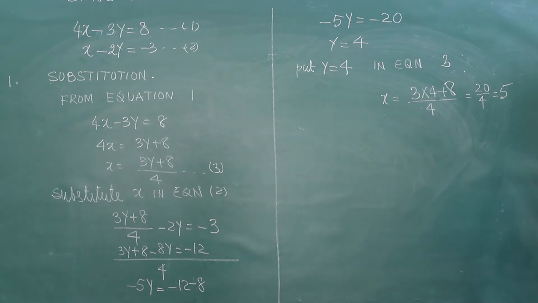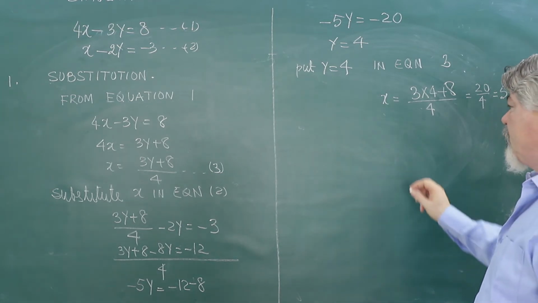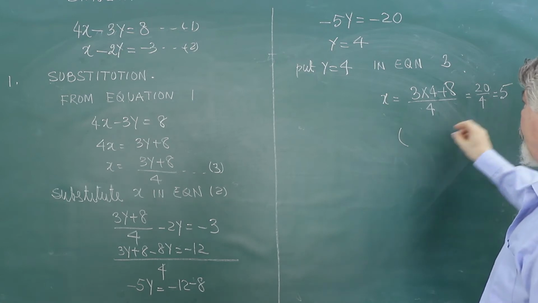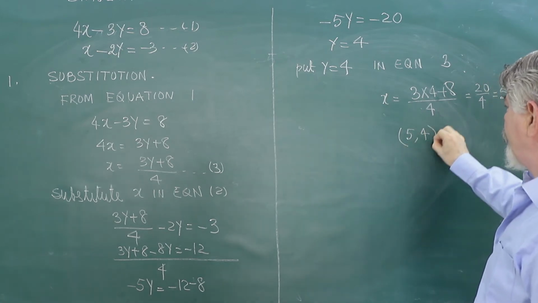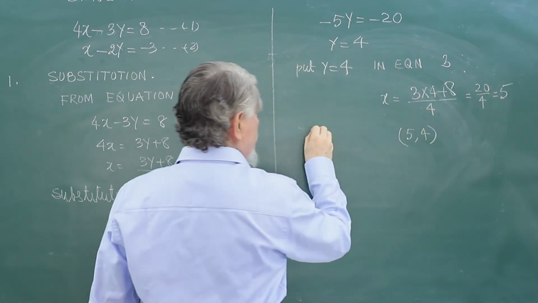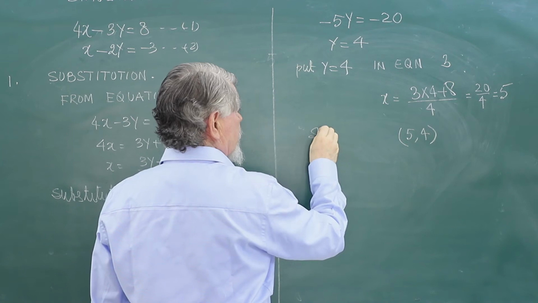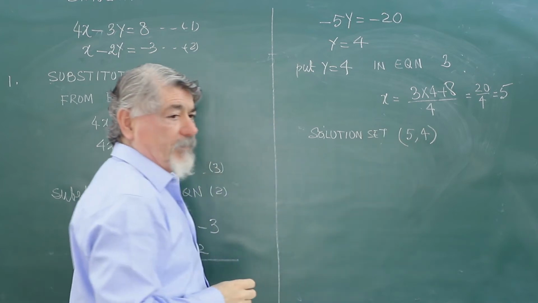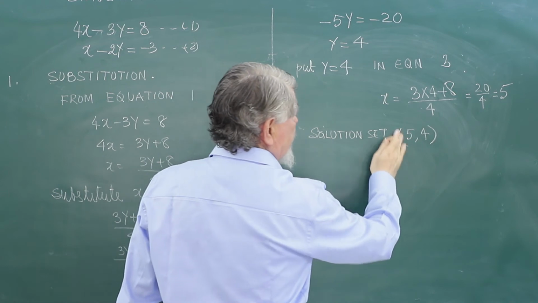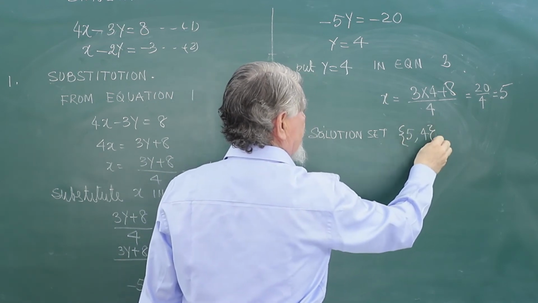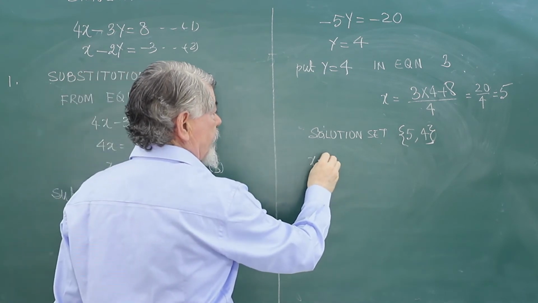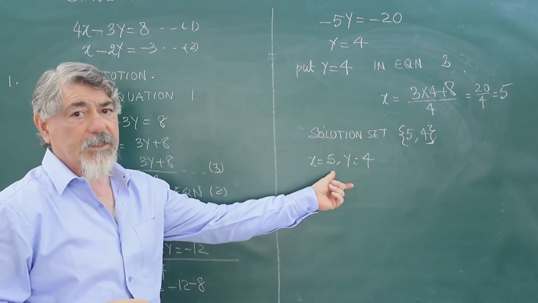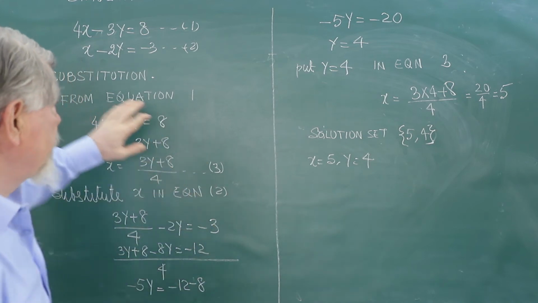So the value of x is 5, the value of y is 4, and a solution is always written as an ordered pair. The value of x is 5, the value of y is 4. So this is your solution set. It is called the solution set. It's an ordered pair, but this should be written like this: x is equal to 5 and y is equal to 4. The value of x is 5, the value of y is 4, and this value is unique for these two equations.